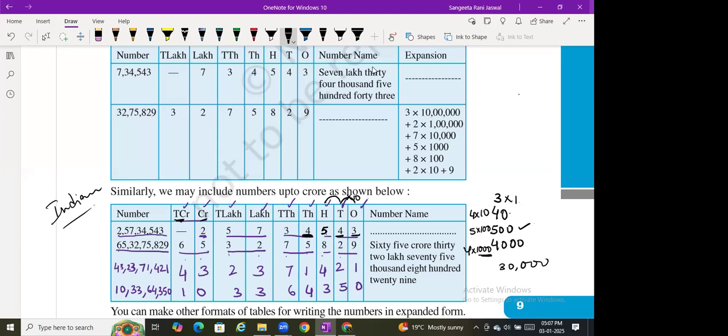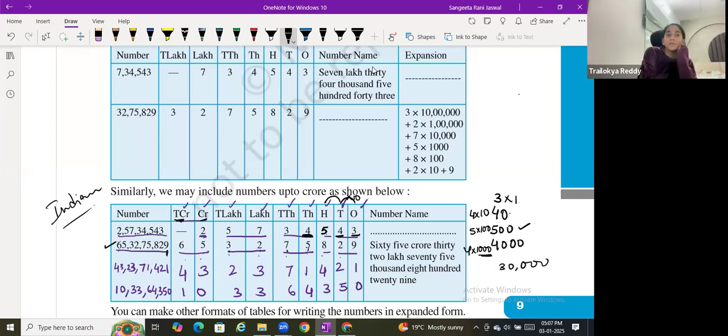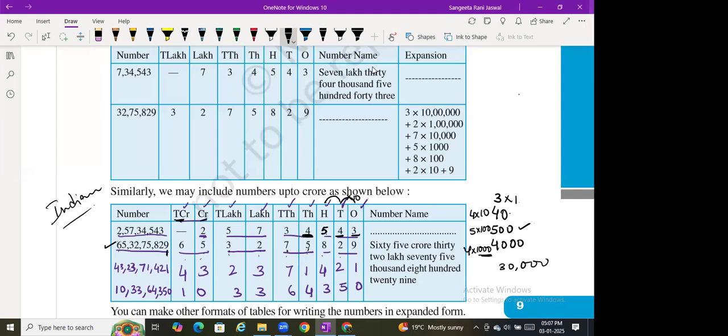Now suppose you just take the number, just assume this is your number: 65 crores, 32 lakhs, 75,829. So 9 is at the ones place, you will write 9. Then 2 is at the tens place, you will write it under the tens place column. 8 under the hundreds column. Then correspondingly 7 here and 10,000 here, 2 lakhs here, 30 lakhs here, and 5 crores, 65 crores. Are you understanding? Yes, ma'am. So this is how you write the place value chart.